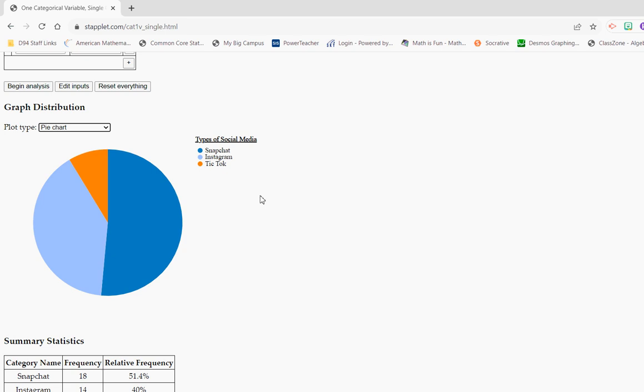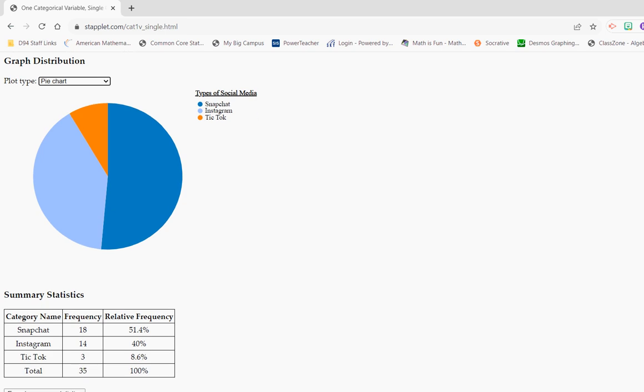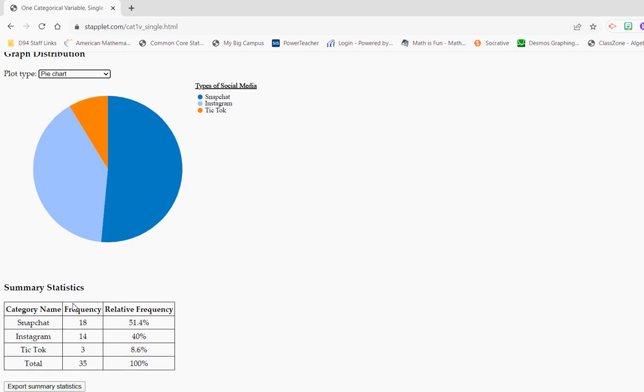So normally what we would do is we would figure out the percentage of the 360 degrees each section would be covered. The applet is doing that for you. You also have your summary statistics at the bottom that tells you the percentages, the relative frequencies that are represented. So Snapchat here in the dark blue, that's your 51.4%. Instagram here in the light blue, 40%. And then TikTok, 8.6%. Remember, all of these should represent 100%.